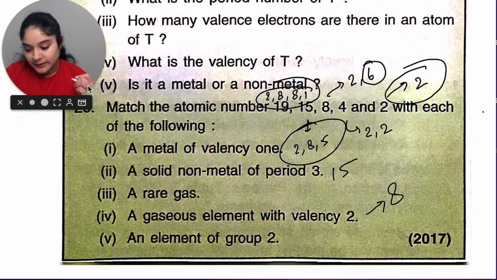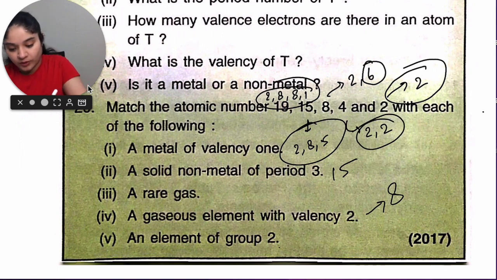Then the fifth one is an element of group 2. Group 2 means the number of valence electrons is 2. So your answer will be 4.